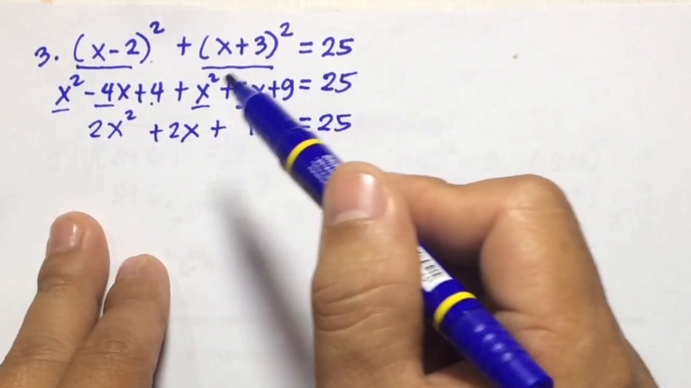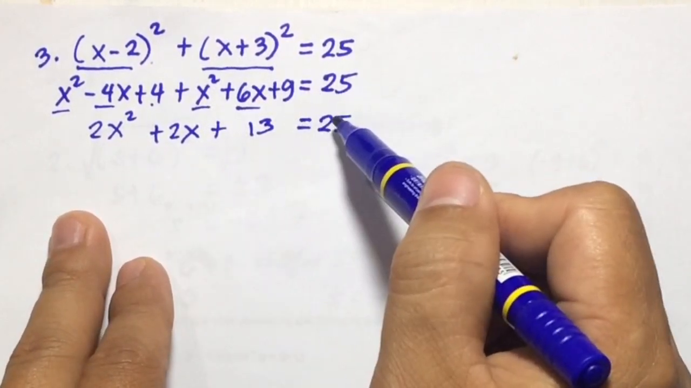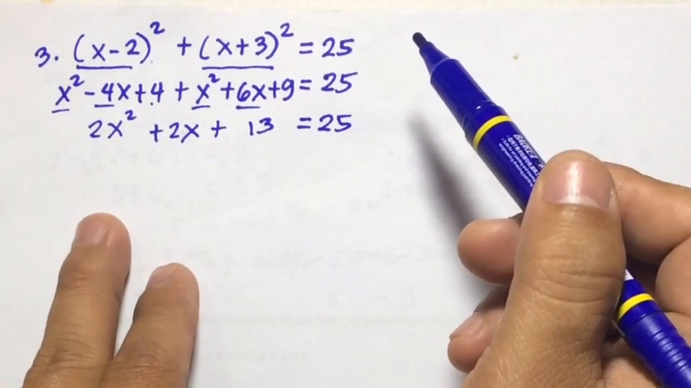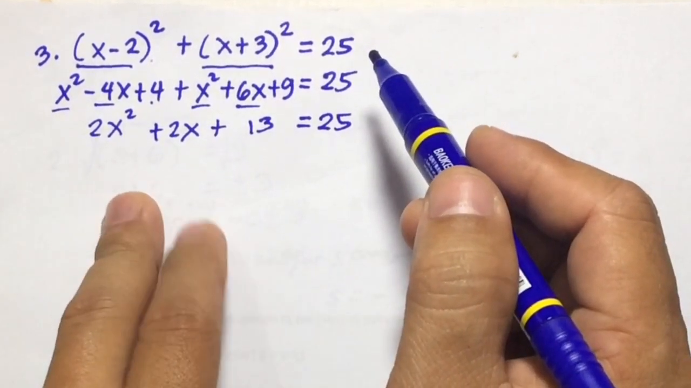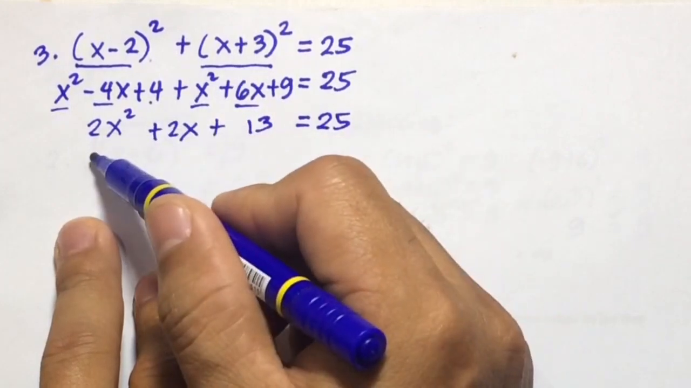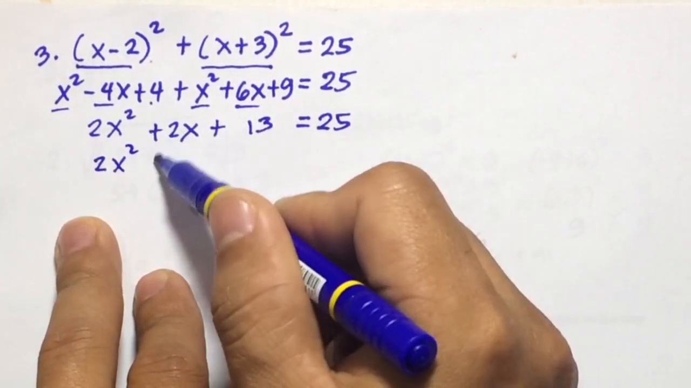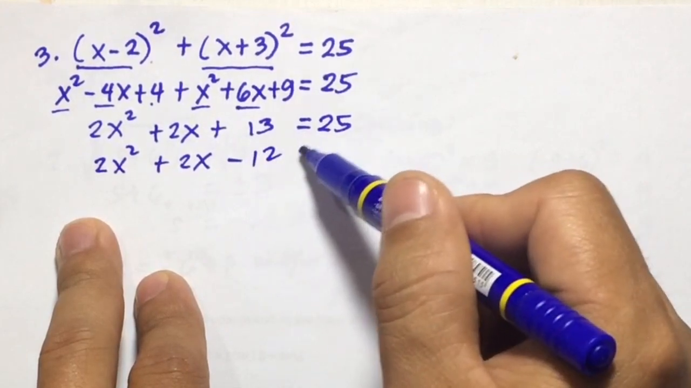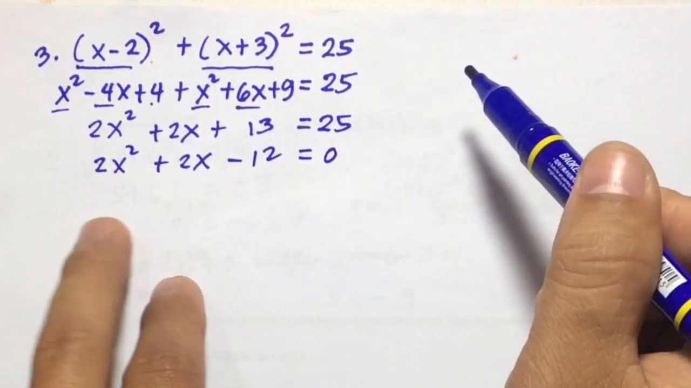Then transposing 25 to the left side, so this will become 13 minus 25. And 13 minus 25 is negative 12. So we're going to have here 2x squared plus 2x minus 12 equals 0.